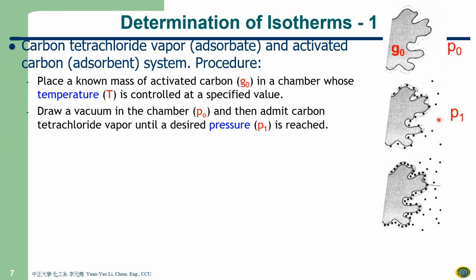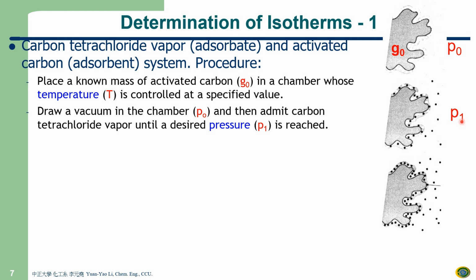The carbon tetrachloride is absorbed on the surface, and we keep introducing carbon tetrachloride, and in the end you will reach equilibrium. That means there's no more absorption at all, and so the remainder will stay in the gas phase. So you have a P1.